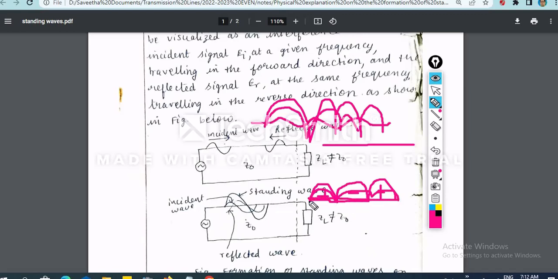Then in the next instant of time it will start again, but in the opposite way. At one instant of time it has become 0, then at the next instant it will start rising, but with opposite polarity. Where it was plus, it will now become minus, and where it was minus it will become plus. So again it will start rising and reach the maximum value, then again it will start decreasing to 0 and again start with opposite polarity.